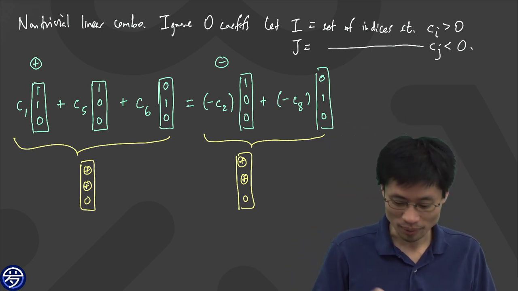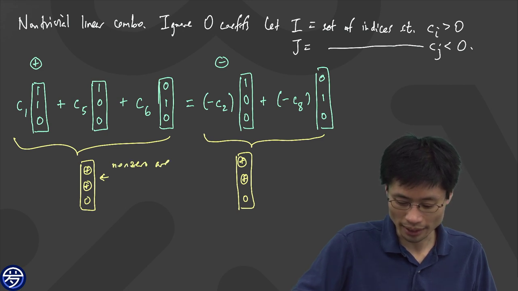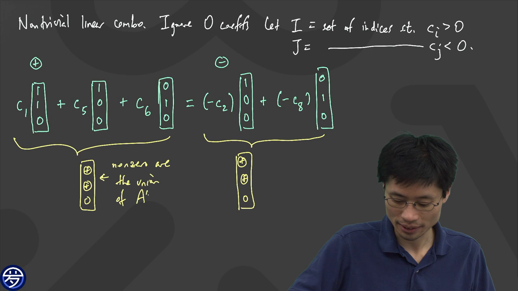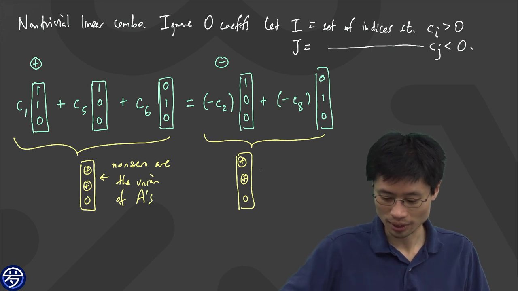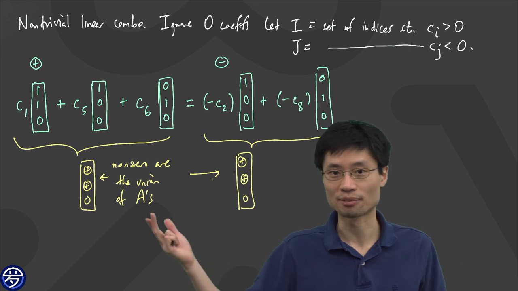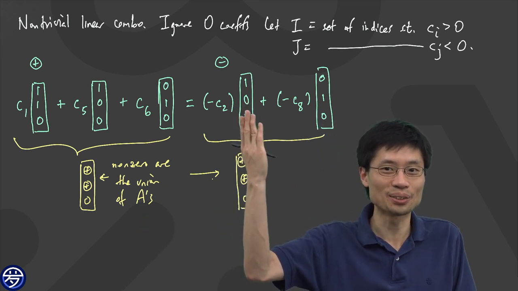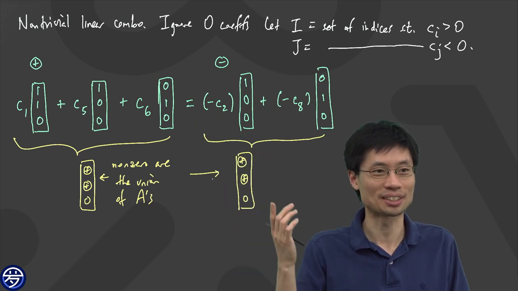Okay, so just to repeat what I said, over here, the non-zero entries are the union of the A's. And also here, actually it's the same on both sides. It's the same for the union of the A_i's and the union of the A_j's, because that's how you get a union. You add up positive stuff.